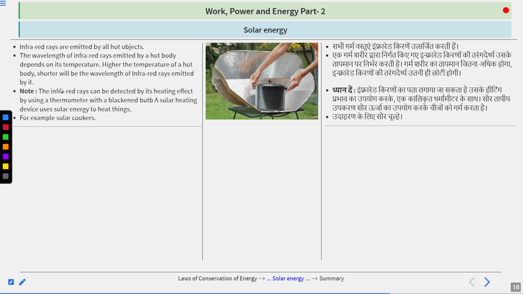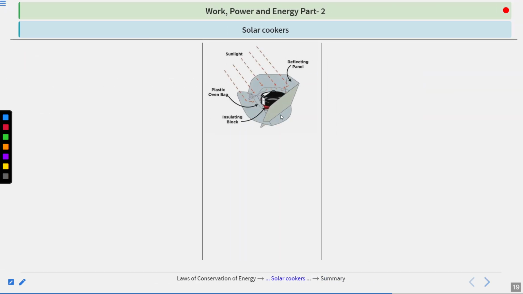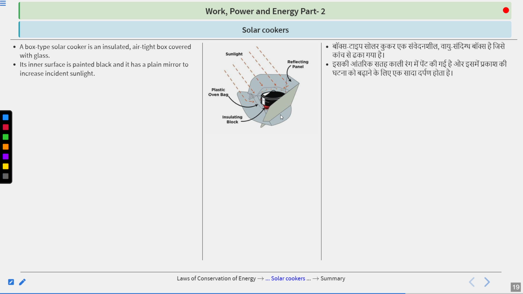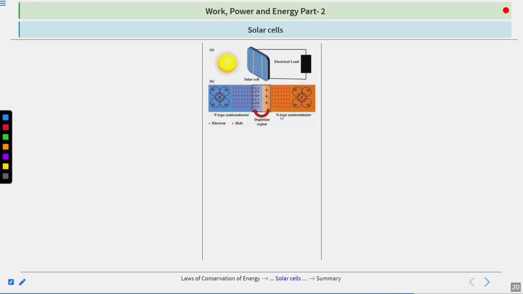For example, solar cookers. Here you can see it. A box type solar cooker is an insulated airtight box covered with glass. Its inner surface is painted black and it has a plane mirror to increase the incident sunlight so that more energy could be generated. Solar energy is ineffective in winters and on cloudy days. Why? Because the amount of sunlight available will be less.